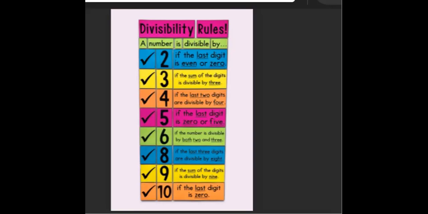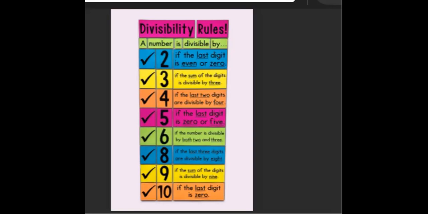Let's talk about 3. The rule is if the sum of the digits is divisible by 3. This basically means that if you have 81 and you need to think if it is divisible by 3. Yes, ma'am, it is divisible. Why? When we add 8 and 1, it would be 9. So 9 is in the table of 3. Very good. Excellent.